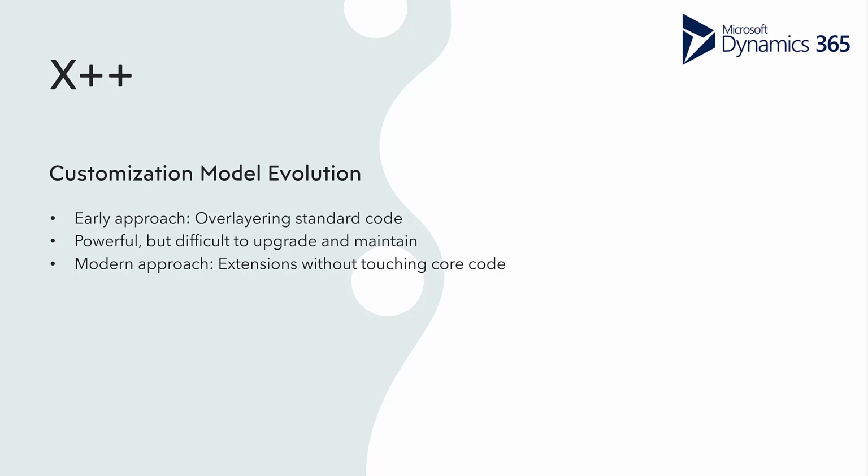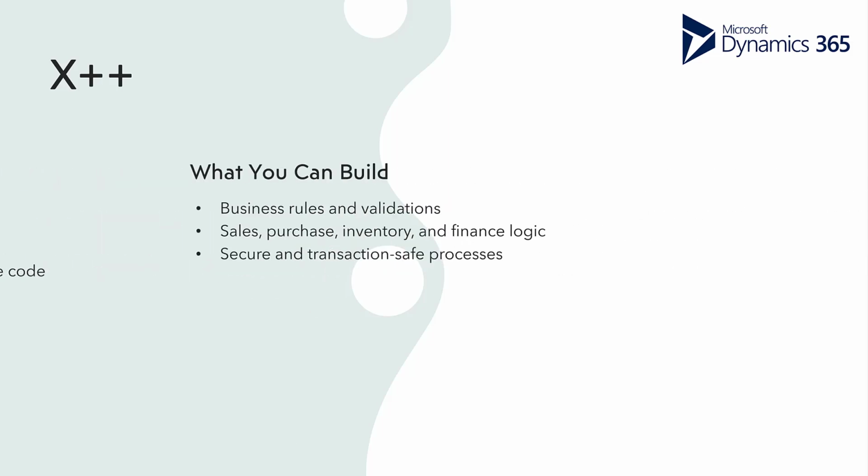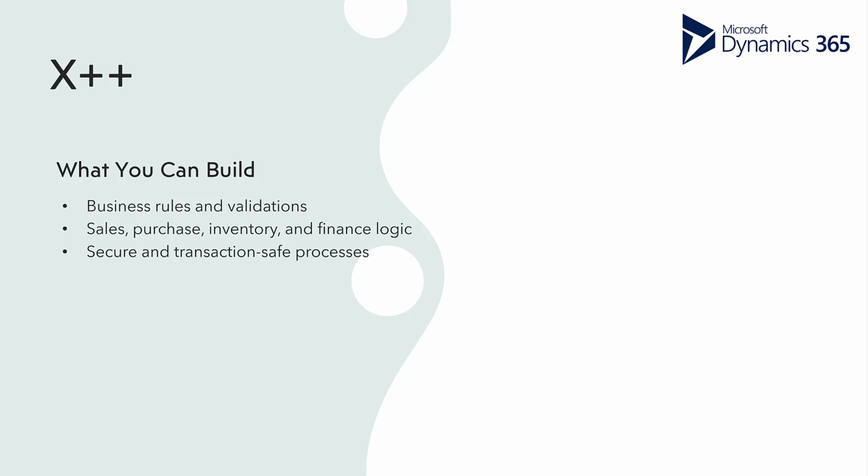This shift was a major architectural improvement. It allowed the platform to become more upgrade-friendly, more stable, and more suitable for continuous updates. Along with this change, the language evolved to support controlled transaction handling, built-in security enforcement, direct interaction with business data, and consistent behavior across companies and legal entities. In simple terms, the language grew up alongside the platform. It became more disciplined, more structured, and a little less forgiving, in a good way.